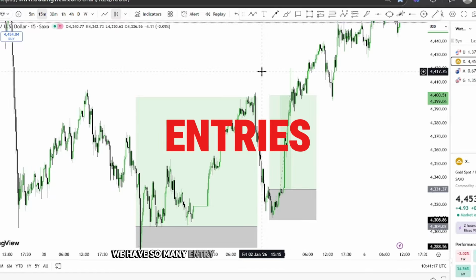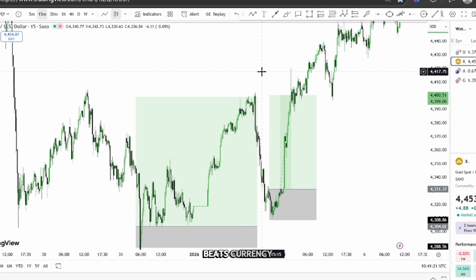We have so many entry models when it comes to trading, be it currency, synthetic indices, or crypto. But today we talk about some entries that I have been using, all right? And after showing you all the entries, you make your decision which one you think is best for your personality. Since we have so many entries, I will mention all of them, and I'll make different videos for each of them.